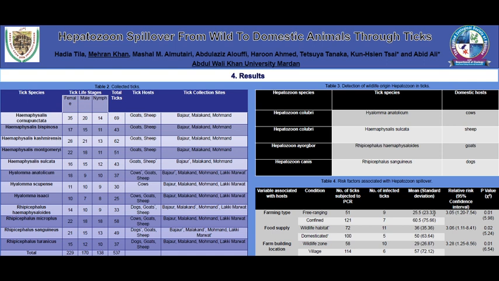Farming type: the free-ranging domestic animals were at higher risk for potential Hepatozoon spillover. Similarly, among food supply, those animals obtaining their food from the wildlife habitat were at higher risk. Among the farm building location, those domestic animals which were living inside the wildlife zone or near the wildlife zone were at higher risk compared to those who were living inside villages.